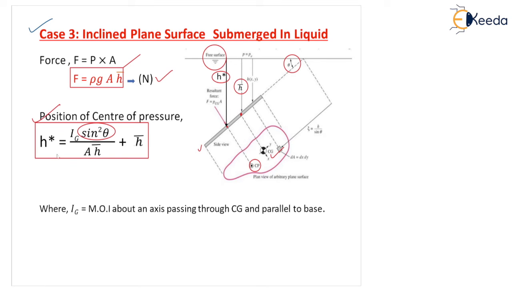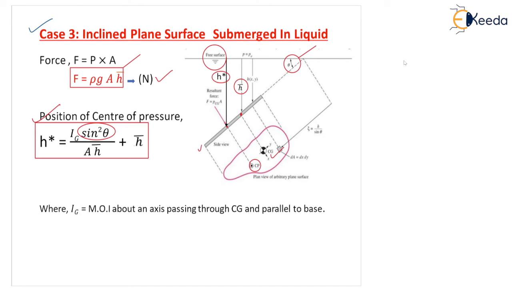So what I want to say here, suppose I'm dealing with the case of a horizontal plane surface. Then what is the value of sine theta? Look at this. Theta is here. What is the value of sine theta for the horizontal plane surface?